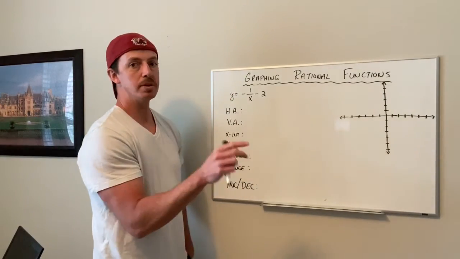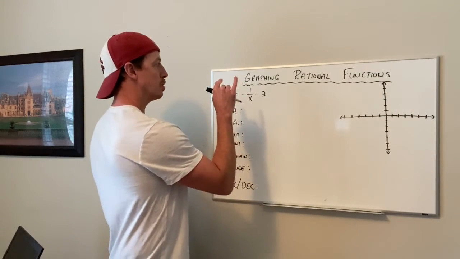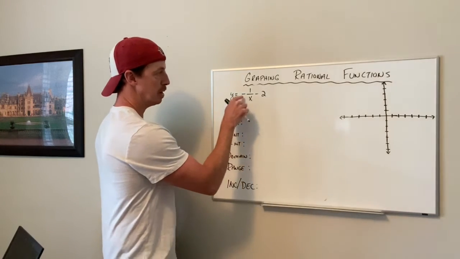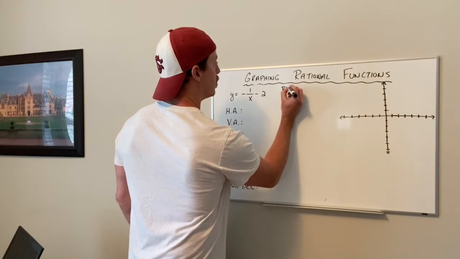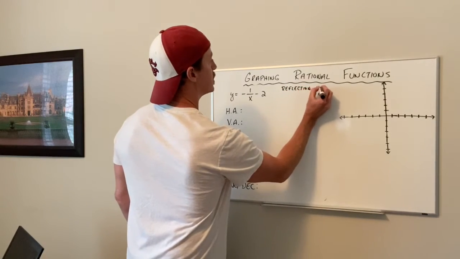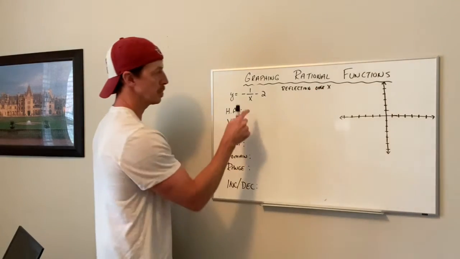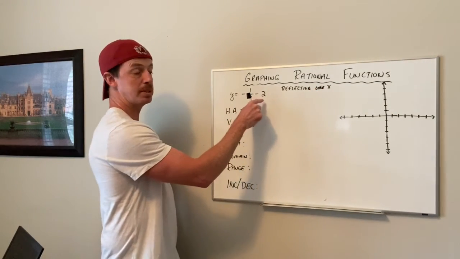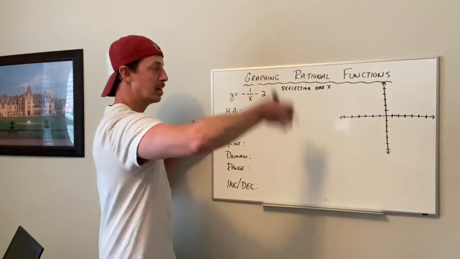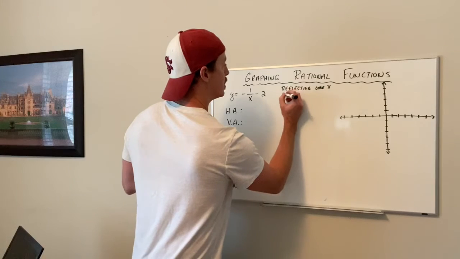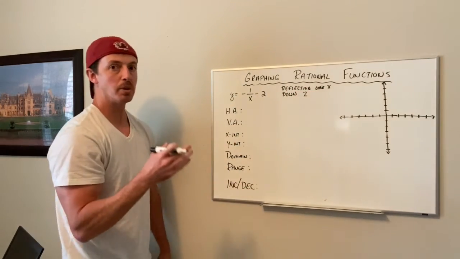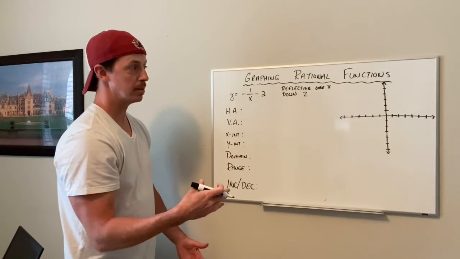Again, all the rules that we ever learned about transformations, those all still apply here. So this negative that's out in front is going to cause a reflection over the x-axis. Reflection over x. And that -2, remember we said just a minute ago that if you add or subtract a number out on the end like that, that causes it to shift vertically. So this thing's going to go down 2. So it's going to reflect over x, then it's going to go down 2.